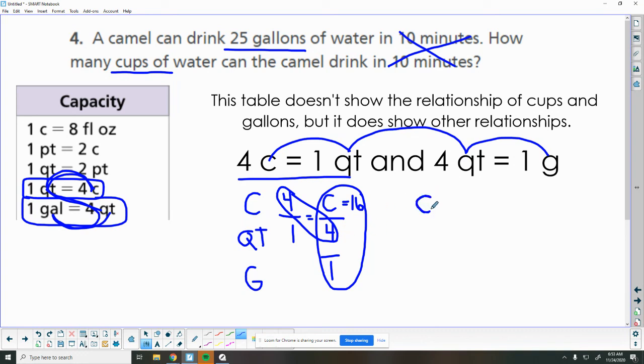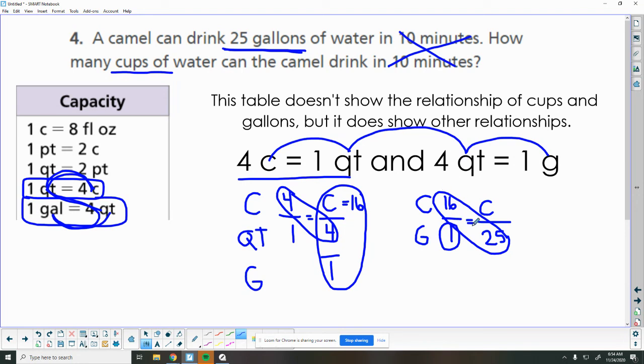So now I can compare cups and gallons. So this is what I know: 16 cups is 1 gallon. And now let's come back to our question. The camel drinks 25 gallons. So 25 gallons, matched it up. How many cups? So we want to get cups by itself. So the opposite of divide by 25 is to times by 25 and then divide by 1.